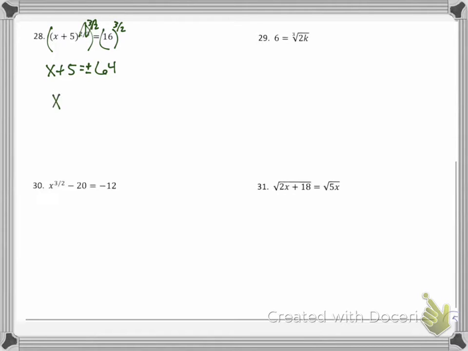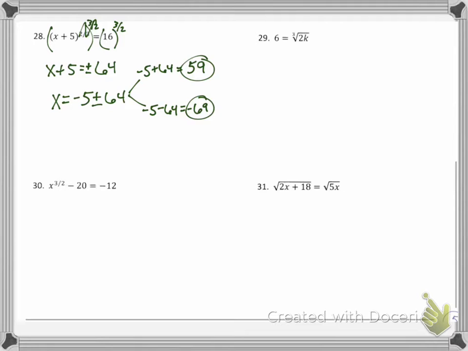So I'm going to subtract 5 from each side. So I'll have negative 5 plus or minus 64. All I'll do is split that apart into two little pathways. I'll add them, and I'll subtract them, giving me two values for x, which will both work, 59 and negative 69.